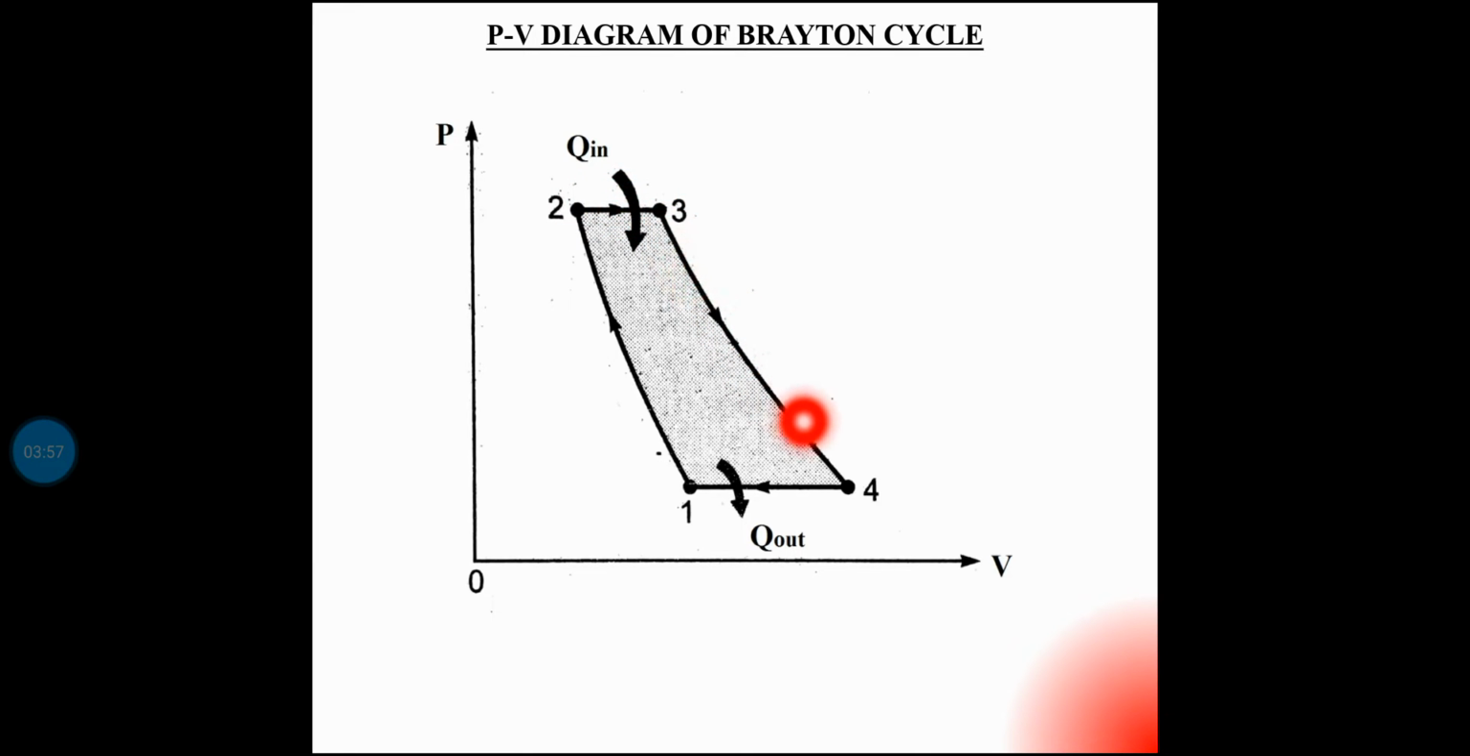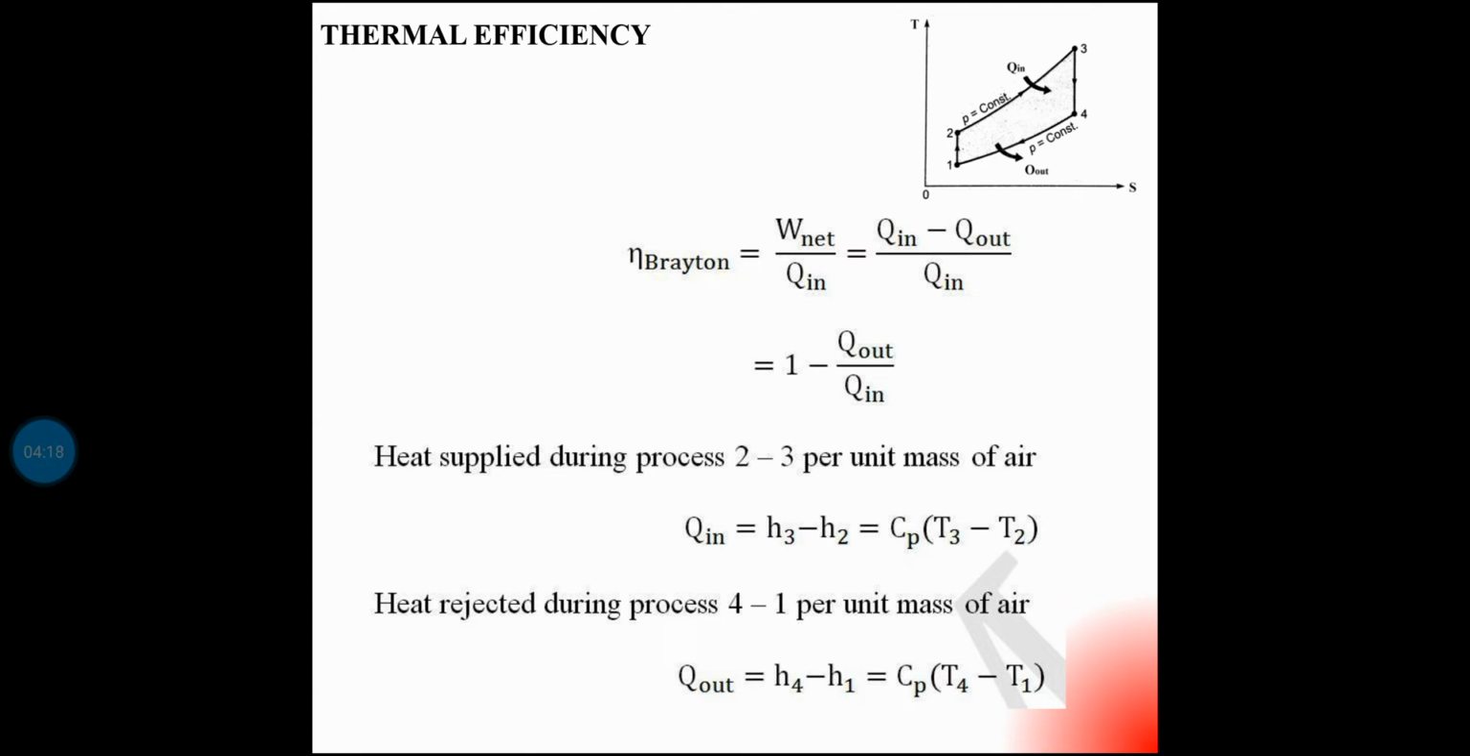Now process 3-4 is isentropic expansion in the turbine, and process 4-1 is constant pressure heat rejection. This is the PV diagram of Brayton cycle. Now we can find out the expression for thermal efficiency of Brayton cycle.